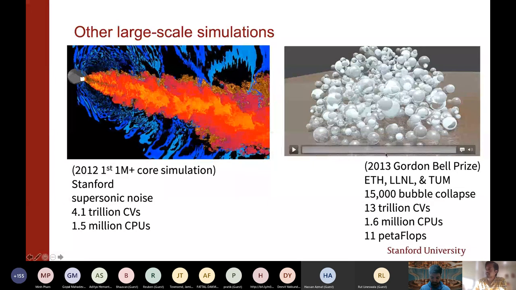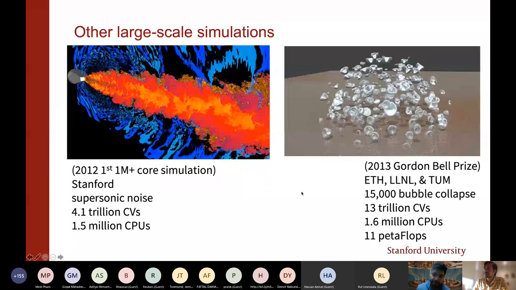And on the right here is the 2013 Gordon Bell Prize simulation. This was from ETH, LLNL, and TU Munich. They simulated 15,000 bubbles collapsing close to a wall and forming shocks when they collapse. They used 13 trillion control volumes, 1.6 million CPUs, and 11 petaflops. So you can see that it's already one whole supercomputer just for one simulation. Here is a small video showing the collapse.